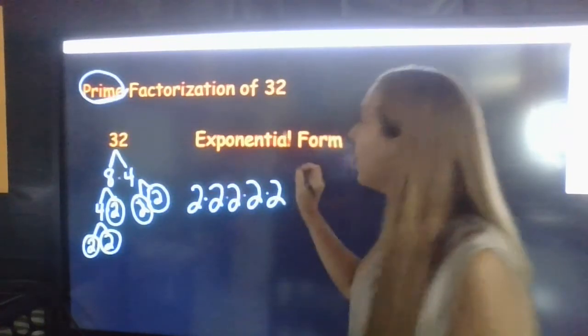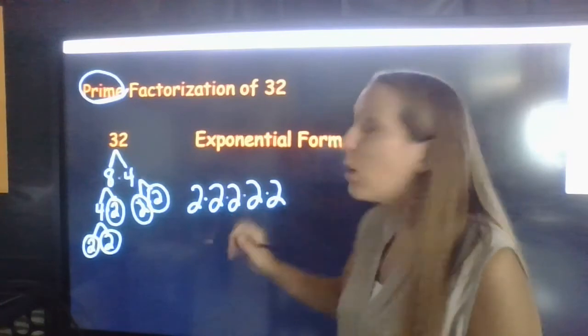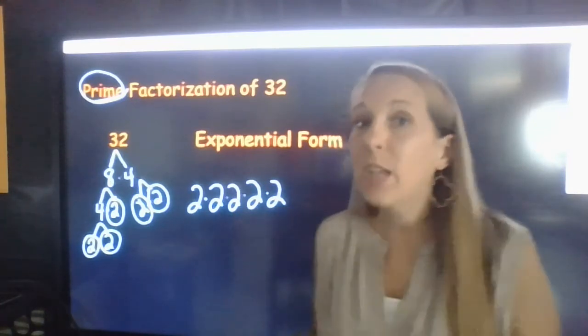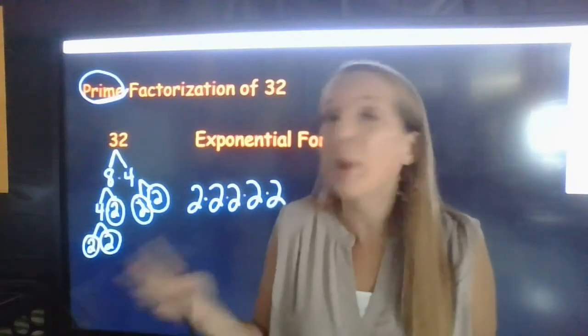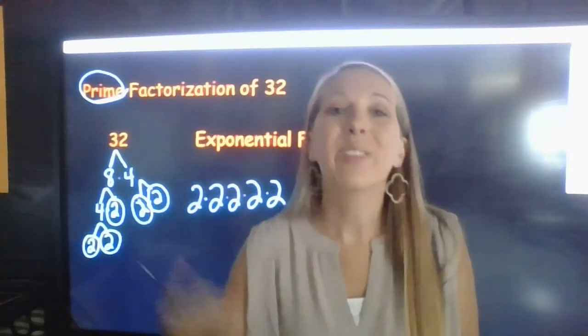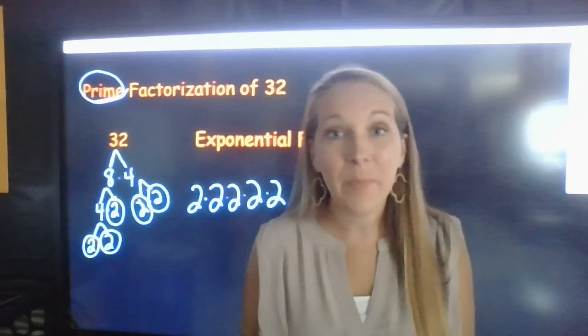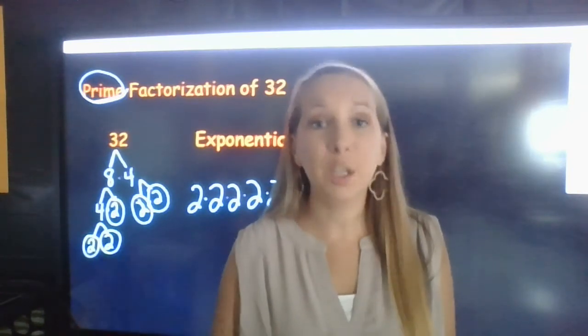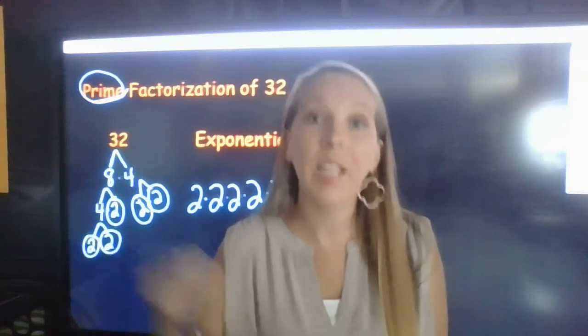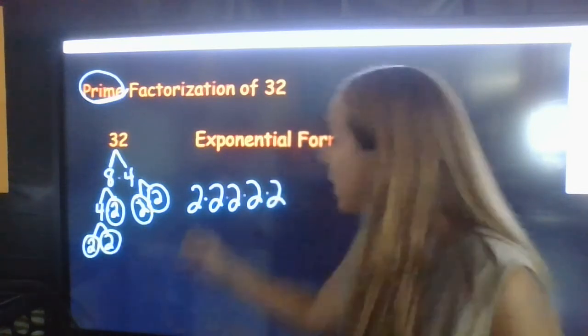So now we're going to put it in exponential form. What exponential form means is, think about what multiplication is: repetitive addition. With exponential form, we're going to be repetitively multiplying. So that's what we're doing here.